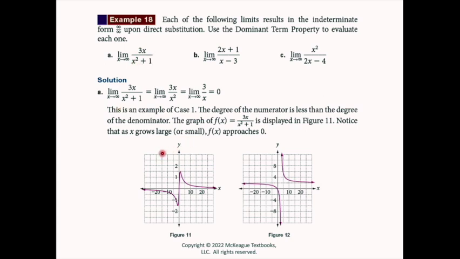Now here is the graph of example A. So the graph is going to approach 0 long term in either direction. So it's going to flatten out. As x approaches positive infinity, it's going to flatten out at 0. And the same thing here. It's going to just flatten out here at 0 too long term.